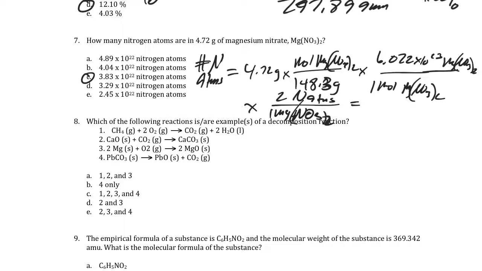Which of the following is a decomposition reaction? So that's just something falling apart. Looks like 4 is a decomposition. So 1's a combustion, 2's a combination, 3 is also a combination. So it's only 4.